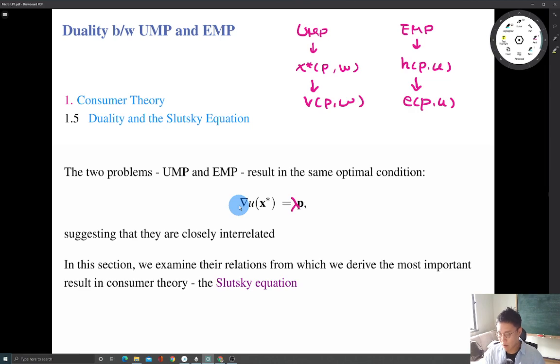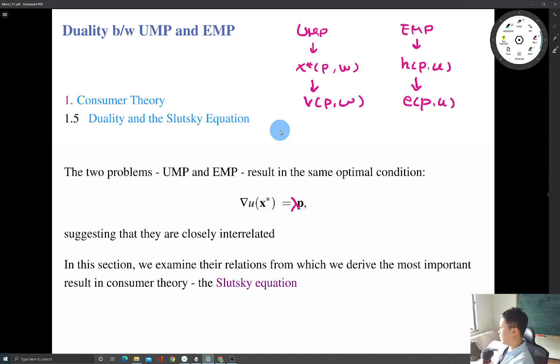So no matter whether the consumer wants to maximize utility or minimize expenditure, the optimal bundle is determined by the condition that the gradient vector and price vector should point in the same direction. So the same condition suggests that the two problems are closely interrelated. So this is the so-called duality coming from the convex optimization theory.